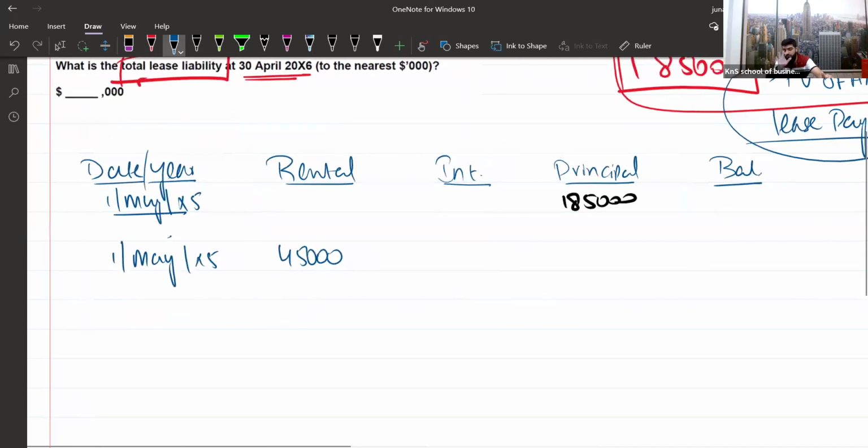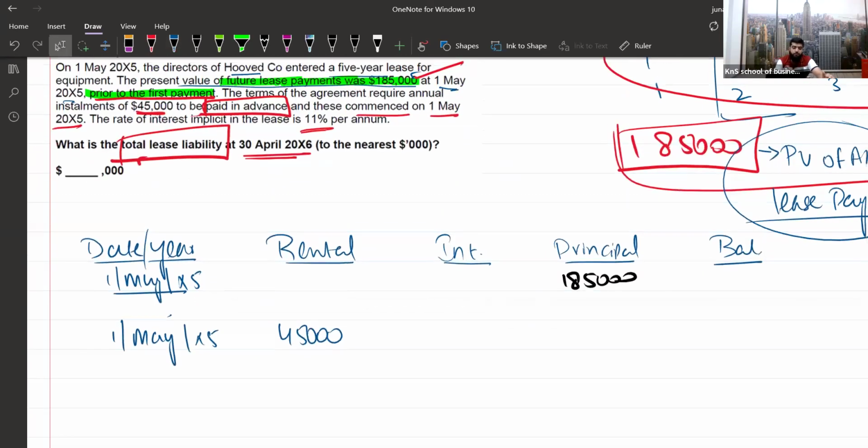One more thing that I want to bring into your knowledge. The answer is required in thousands. I'm giving you the trick to solve the question: if the answer is required in thousands, try to solve the questions in thousands. Don't put the values in complete figures. Try to make all the calculations in thousands, so that it will be easy for you to calculate the answer.